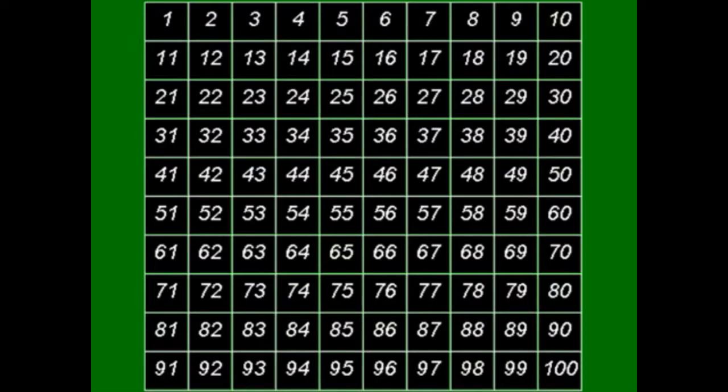This time we're going to use a technique called the sieve of Eratosthenes to find out all the prime numbers between 1 and 100. So let's start the process. First of all, 1 is not a prime number, so get rid of it. 2 is, because it's divisible by itself and 1 only.